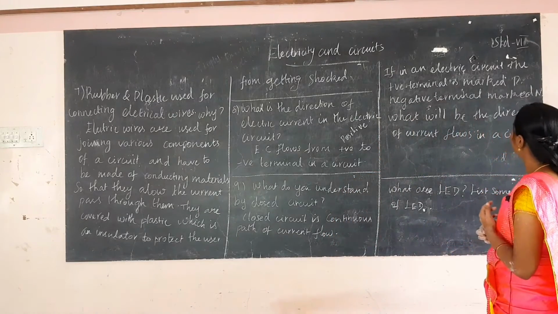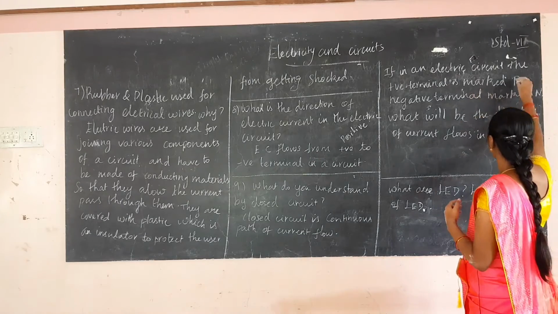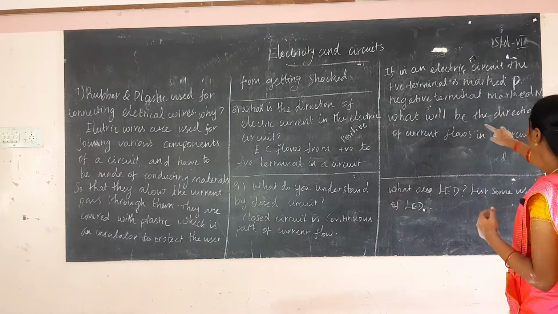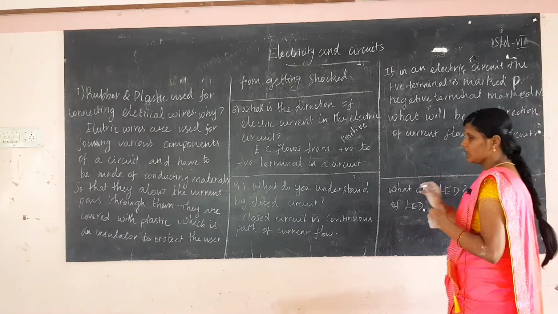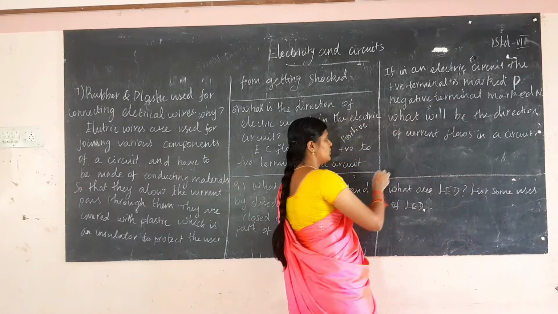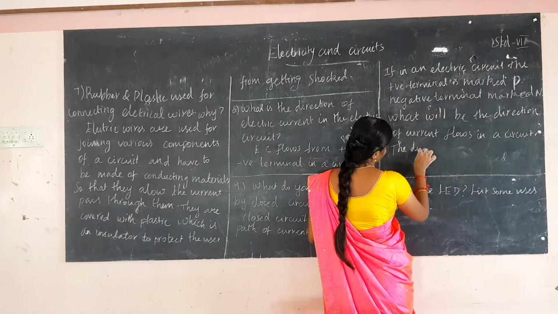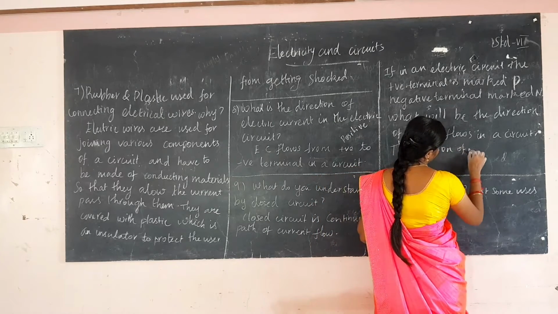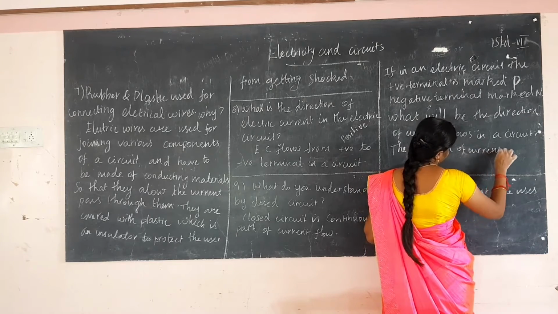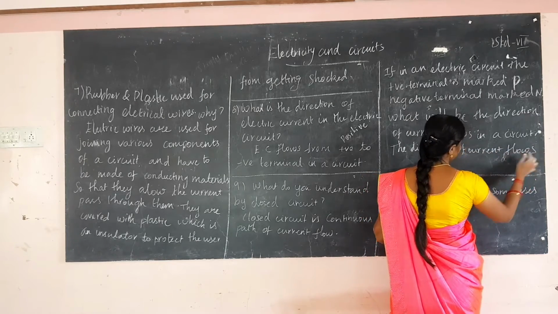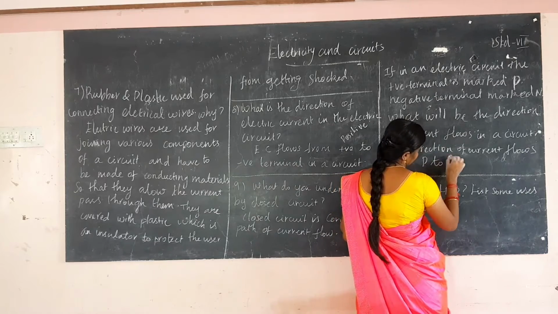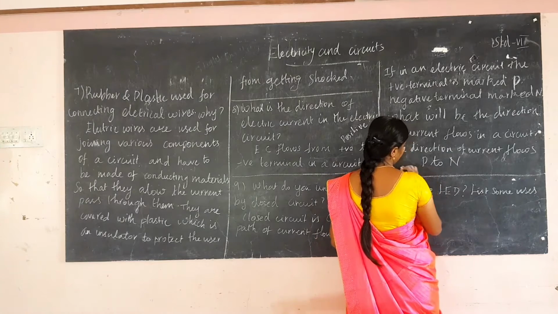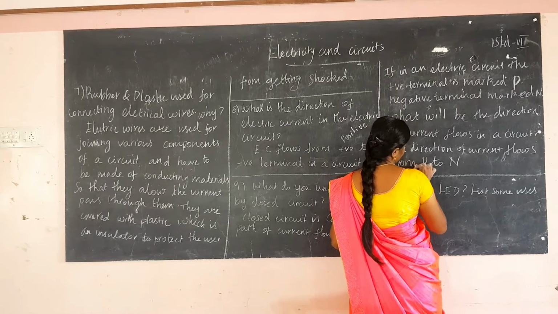And in an electric circuit, the positive terminal is marked P and the negative terminal is marked N. What will be the direction of the current flow in the circuit? The current flows from P to N, positive to negative.